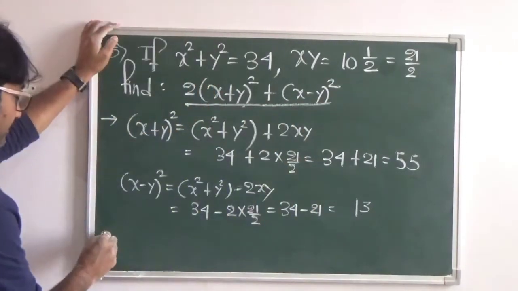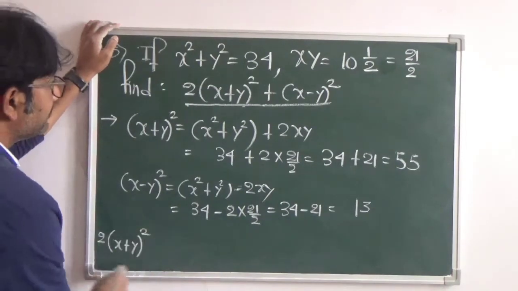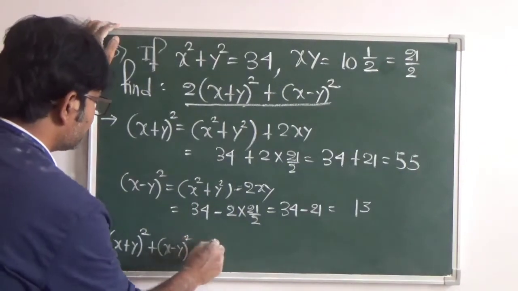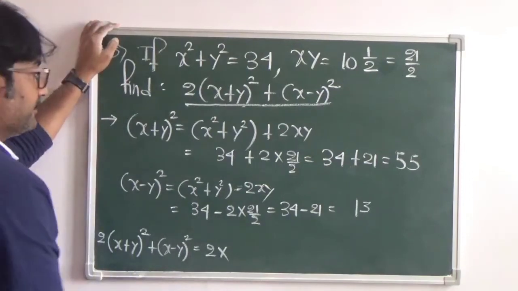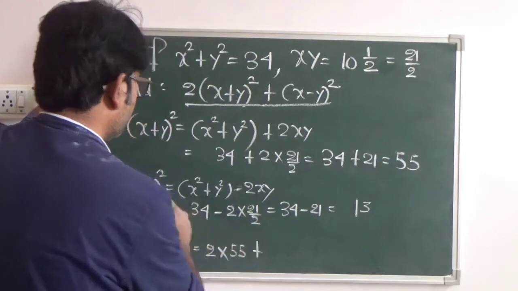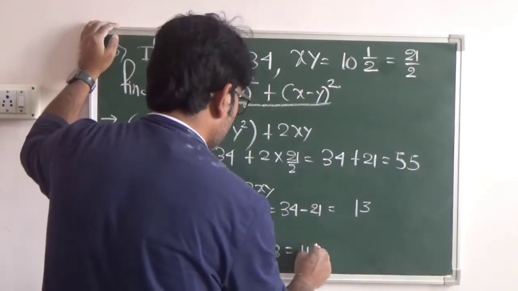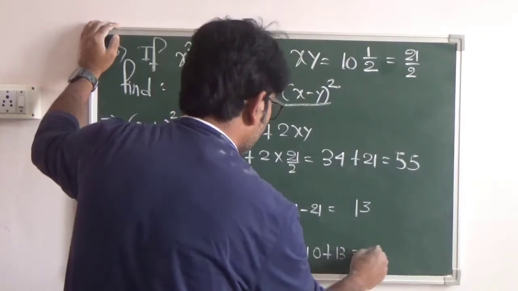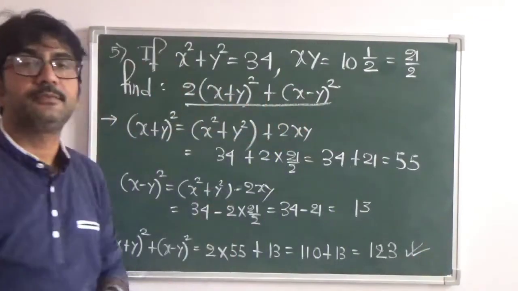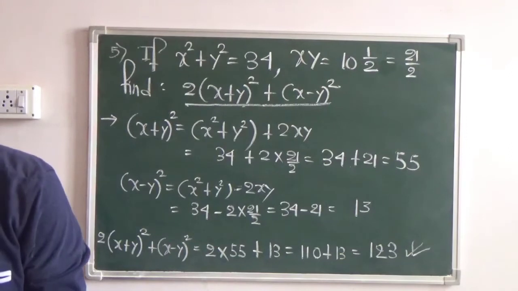So let us write twice of x plus y whole square plus x minus y square. So it is twice of x plus y whole square, which is 55, plus x minus y square, which is 13. So 110 plus 13 equals 123. The result is 123. So the next question, let us see.